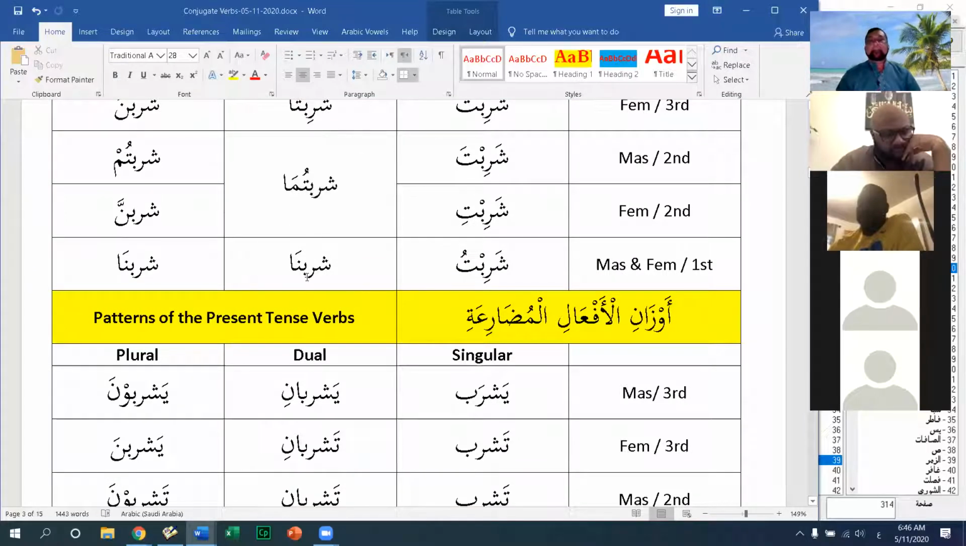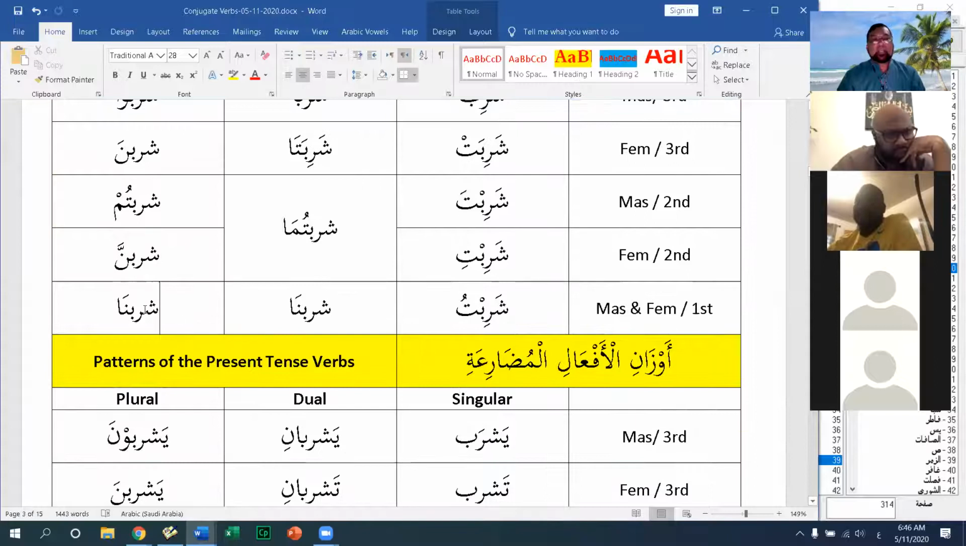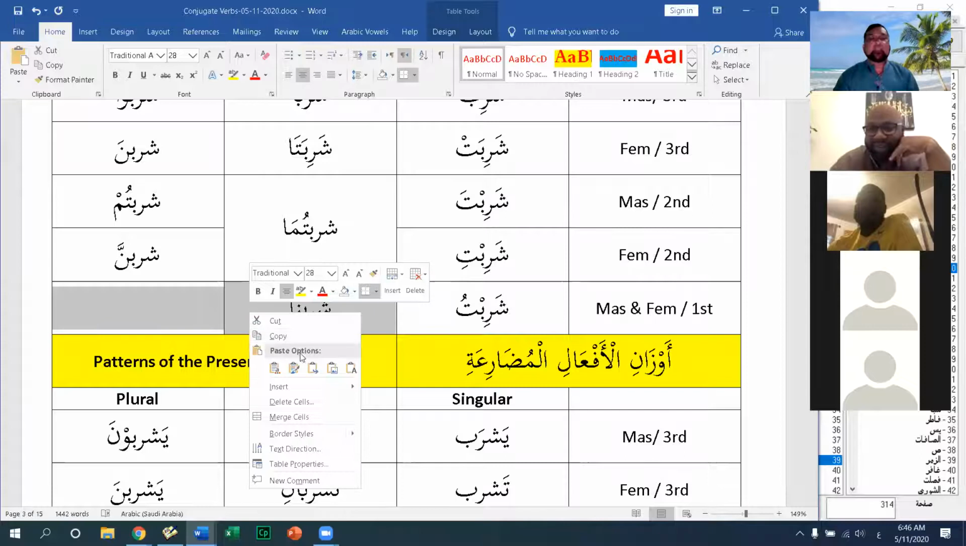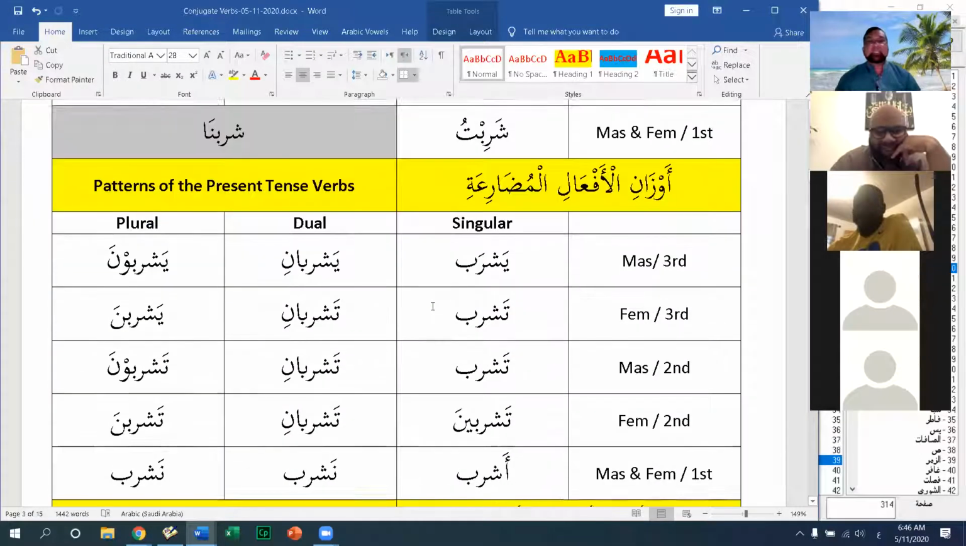We drank, they drank. They (f.) drank, you (pl.) drank, you (f. pl.) drank, and we drank. Yeah, and that's the same for dual and plural in the past tense, and the same for the present tense again.